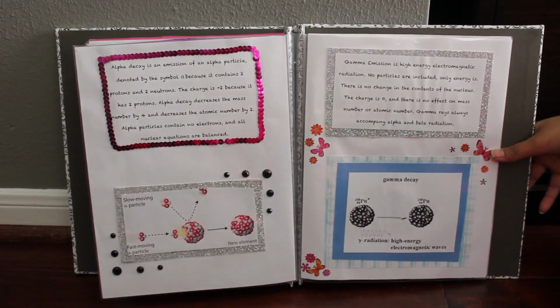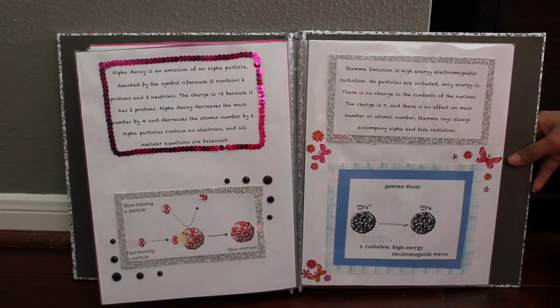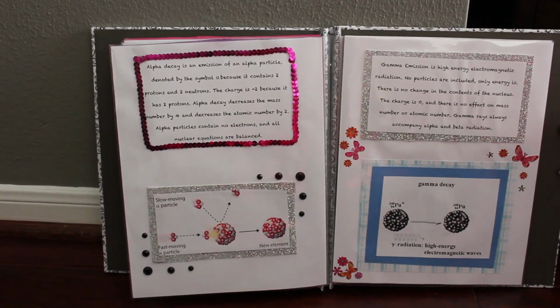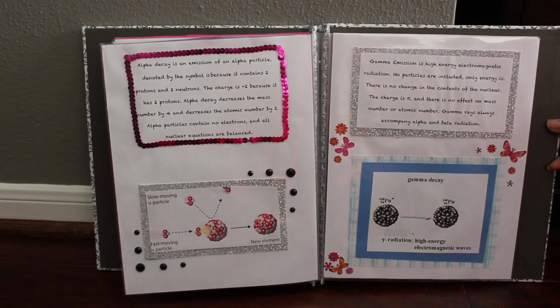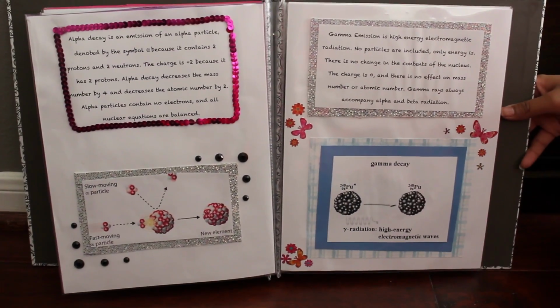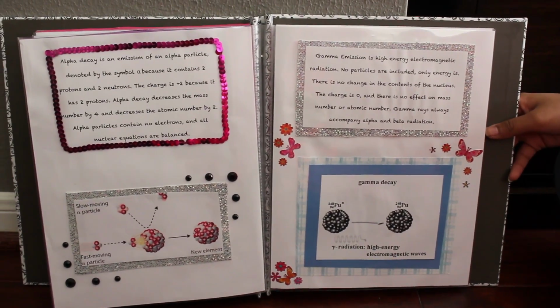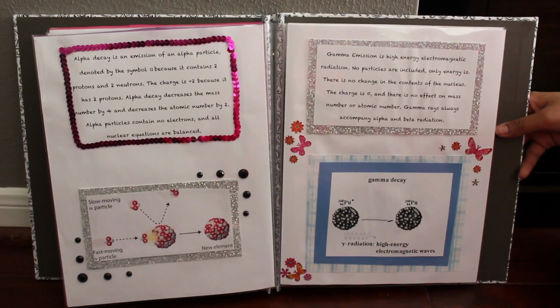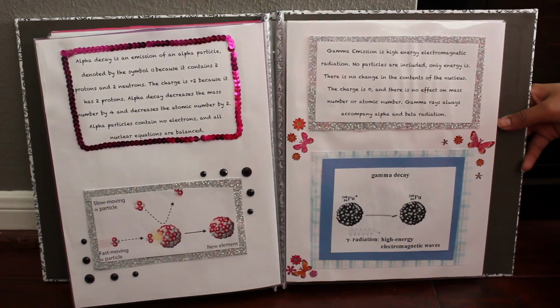Alpha decay is an emission of an alpha particle, denoted by the symbol α because it contains 2 protons and 2 neutrons. The charge is +2 because it has 2 protons. Gamma emission is high-energy electromagnetic radiation. No particles are included, only energy is. There is no change in the contents of the nucleus.